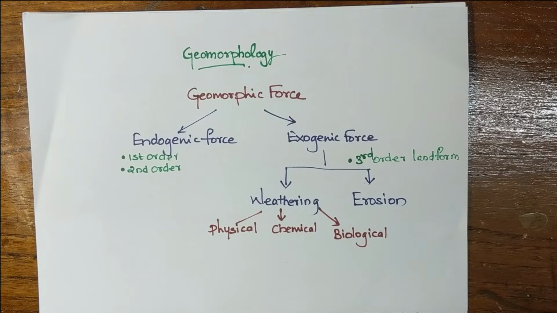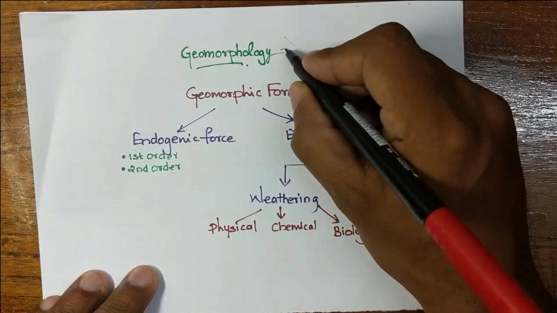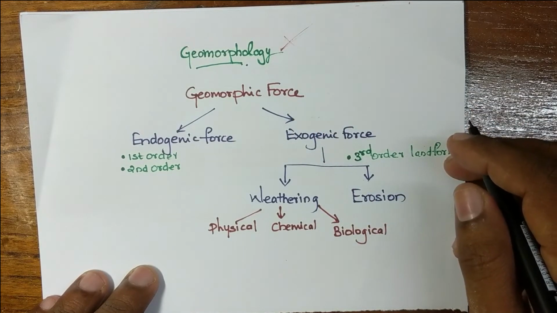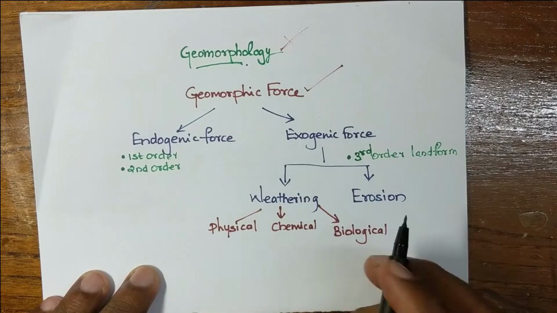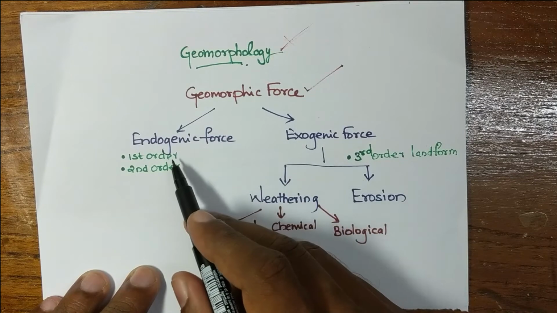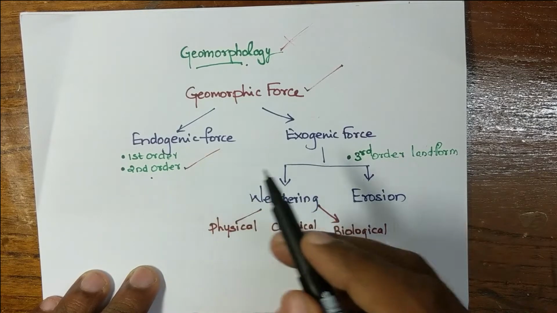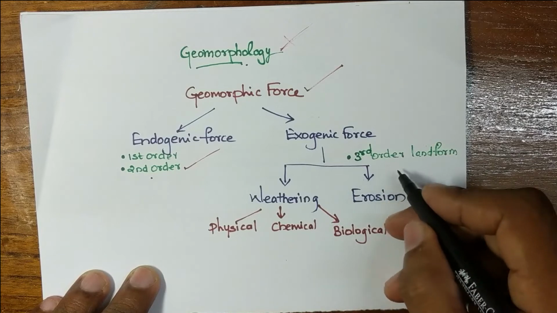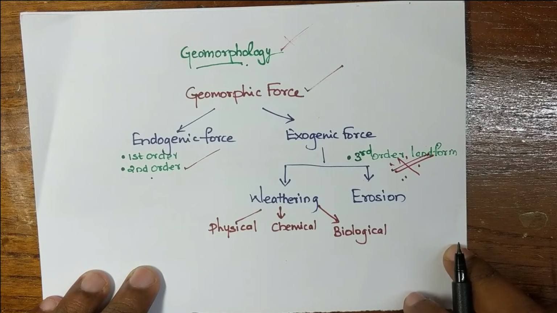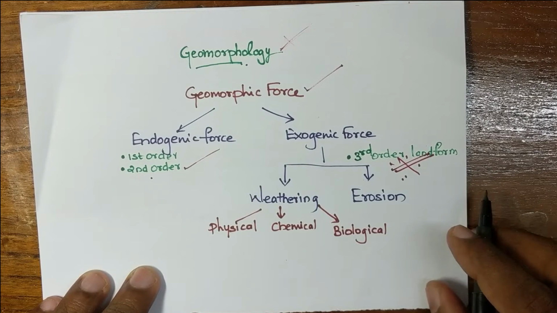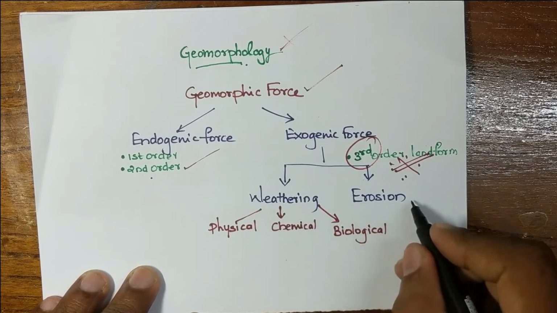So last class we discussed geomorphology, which is the study of different kinds of landforms. With geomorphology we also discussed the geomorphic forces which create different kinds of landforms, which are of two types: endogenic force and exogenic force. Endogenic force creates first order and second order landforms, and the exogenic force creates the third order landform, which we will discuss right now, and the driving factors which lead to the formation of this third order landform, that is weathering and erosion.